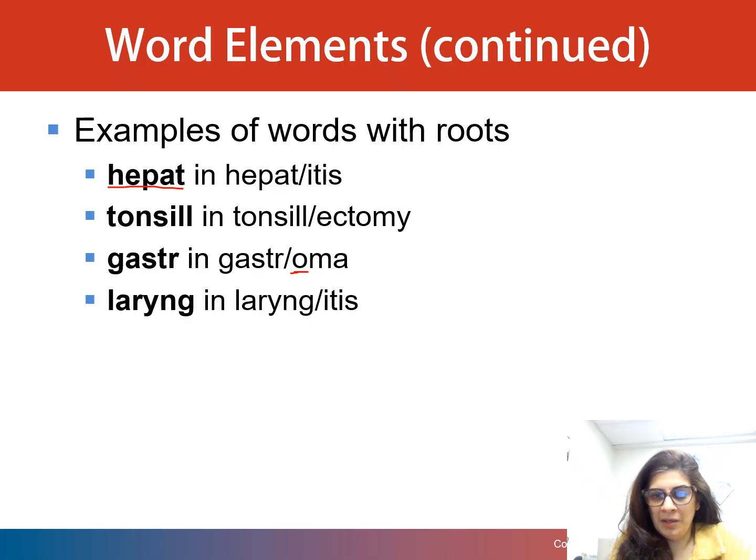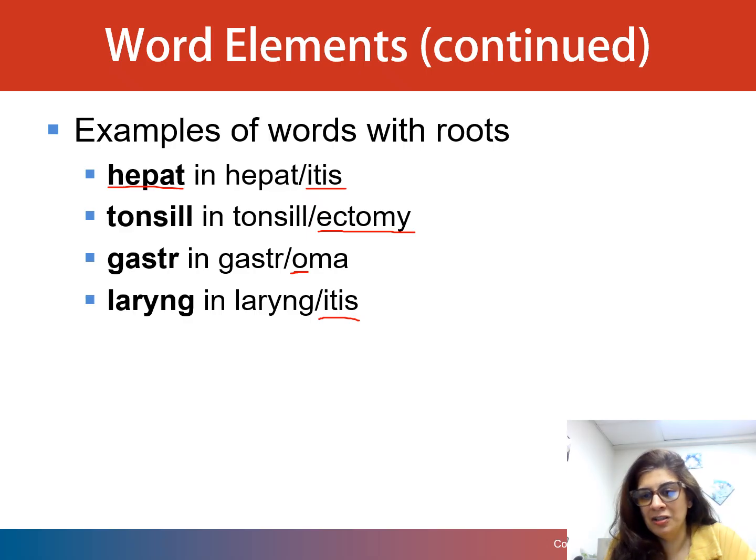And then we talked about suffixes that are at the end of the medical terminology. So those suffixes are, you can see ectomy, like removal of tonsils, itis, that is inflammation of liver, oma, that would be like a tumor of stomach, and laryngitis would be the inflammation of larynx. So these are all suffixes. Suffixes are usually a very important part of medical terminology. They can explain a condition, a pathology, a diagnostic procedure, and such. So we will go over it in more detail.